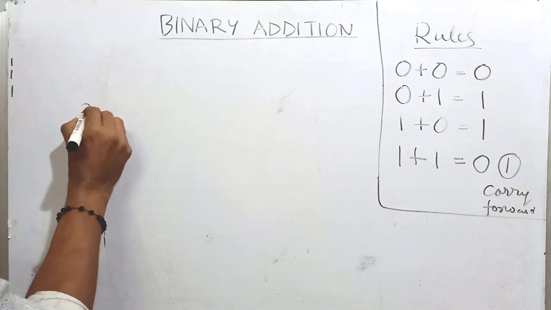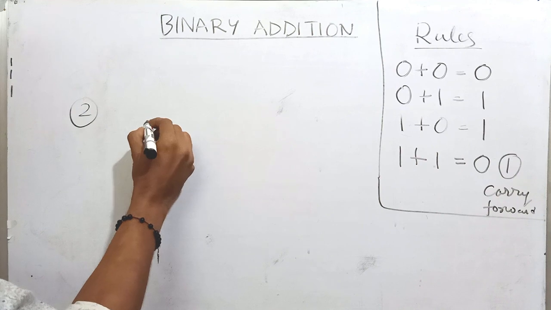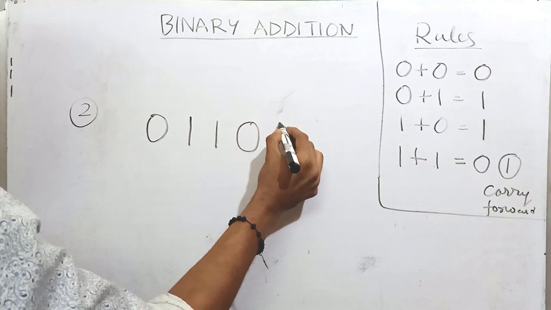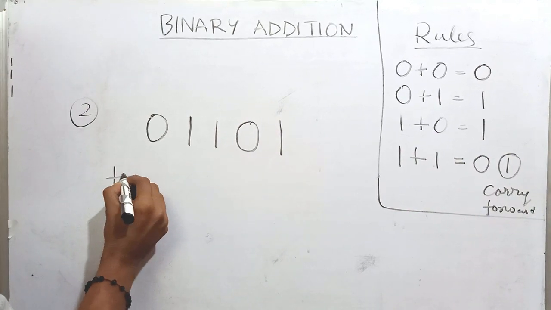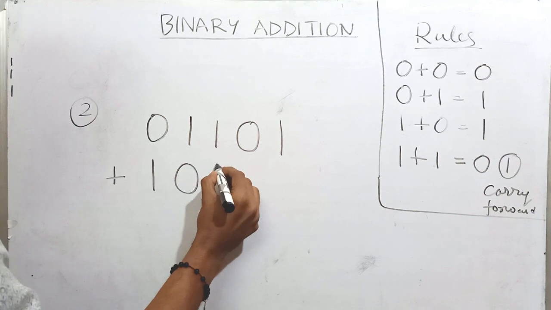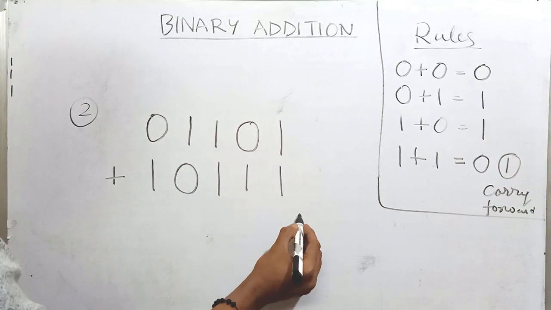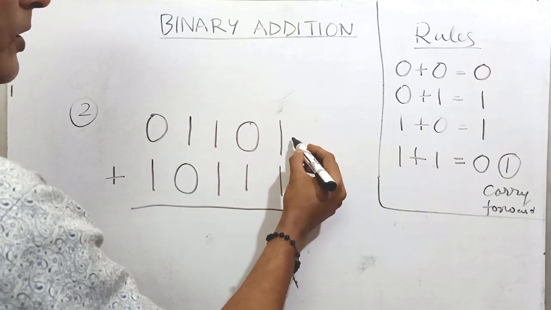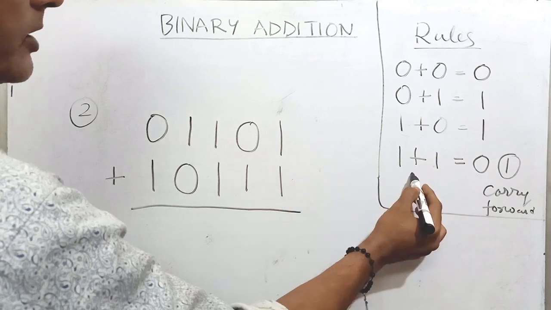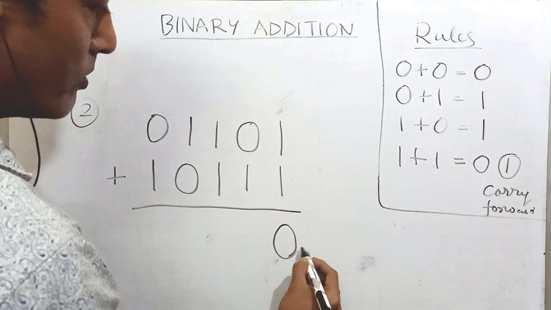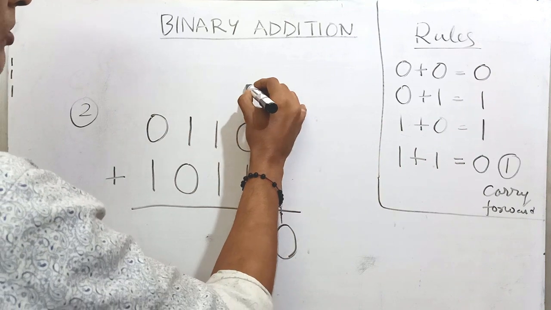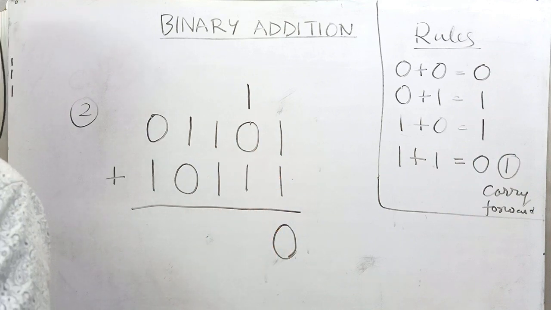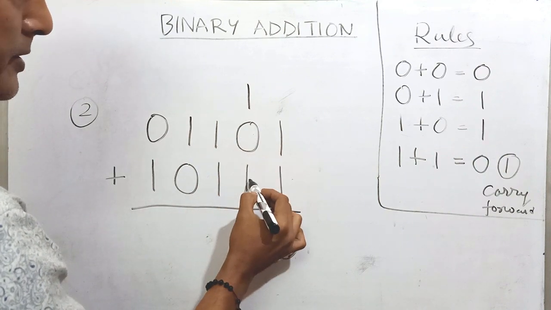Second example. Let us take 0, 1, 1, 0, 1, and we'll add 1, 0, 1, 1, 1. So first, following the rules, 1 plus 1 is equal to 0, where 1 is carried forward. Carry forward means it will go to the left side. So now you can see there are three numbers. So first we'll add these two numbers.